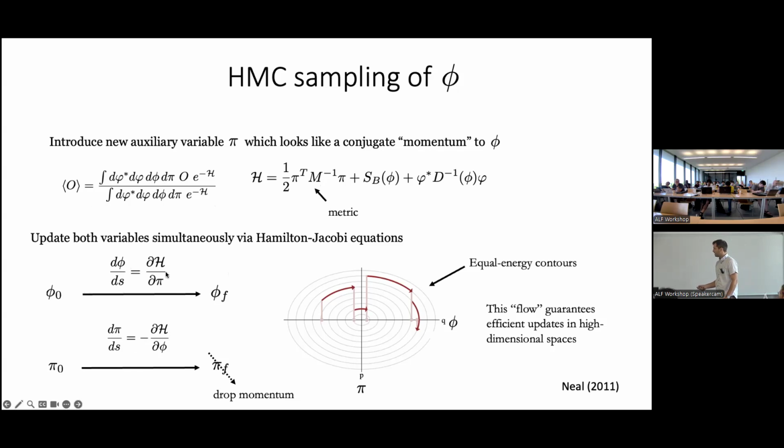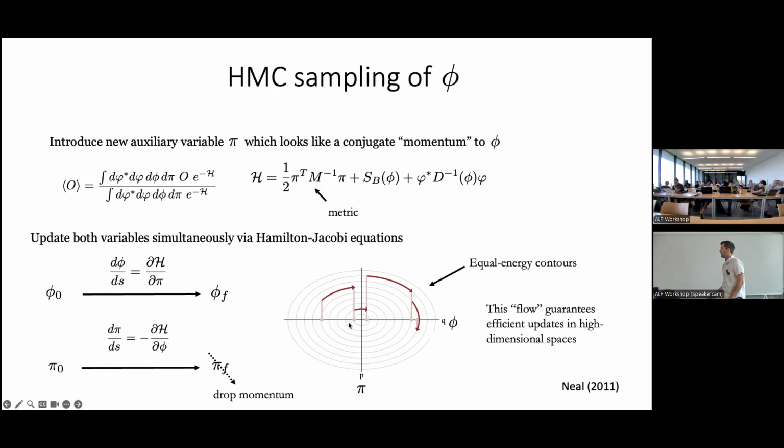So dφ/ds is the integral, the derivative with respect to π, which is straightforward, and π is updated with the partial with respect to φ, which is not straightforward. It just depends on this integral here. And then this update is going to take us along one of the equal energy contours some distance, and then we say, okay, stop, and drop π. That's going to be our new update.